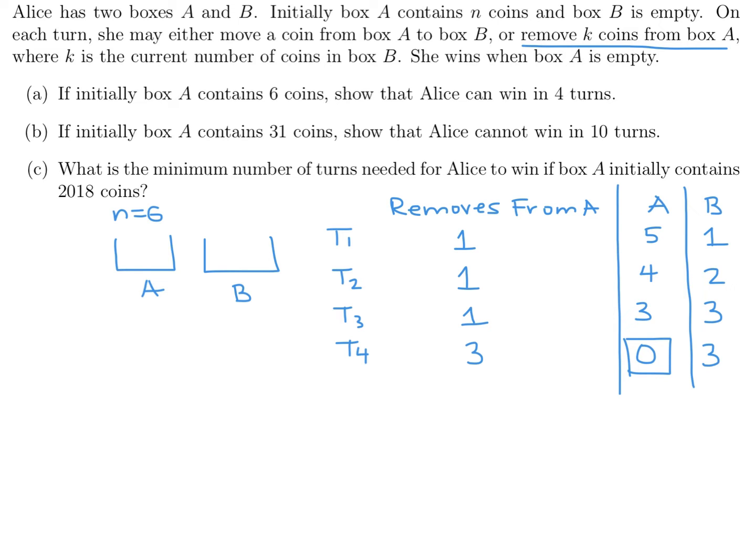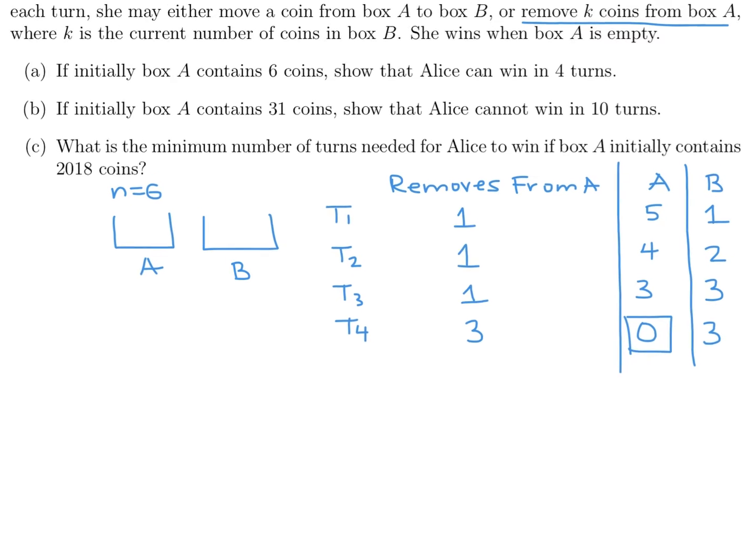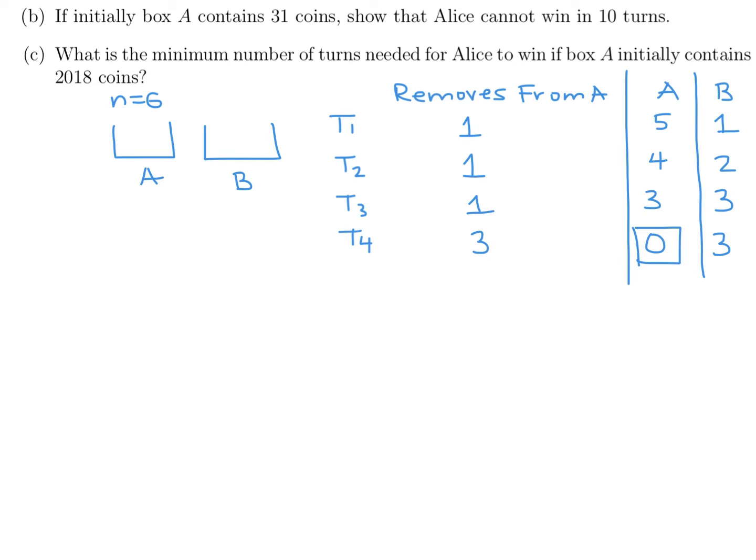Okay, no problem. I guess that solves part A. Let's keep on going here. Part B. Initially, box A contains 31 coins. Show that Alice cannot win in 10 turns. Okay, so she cannot win in 10 turns.